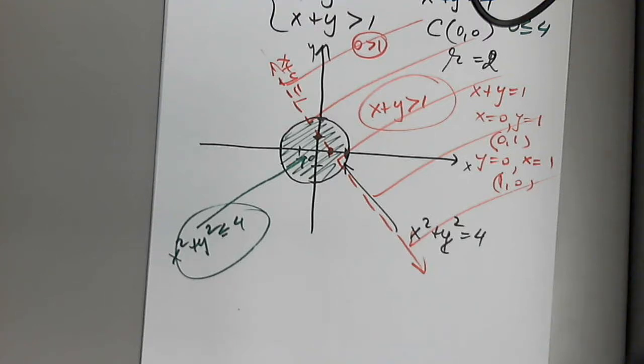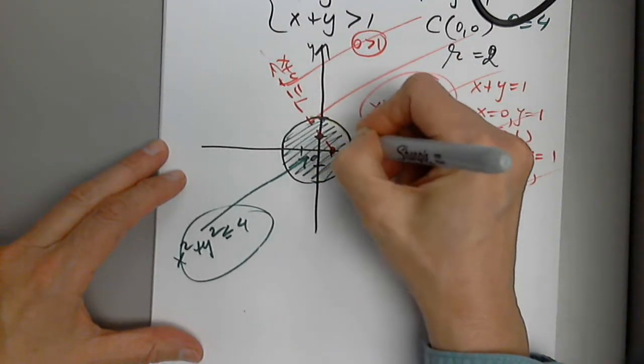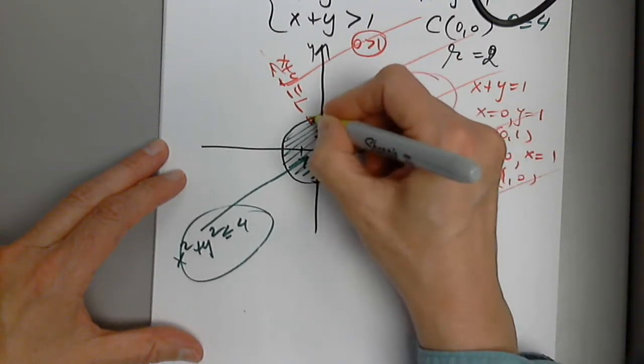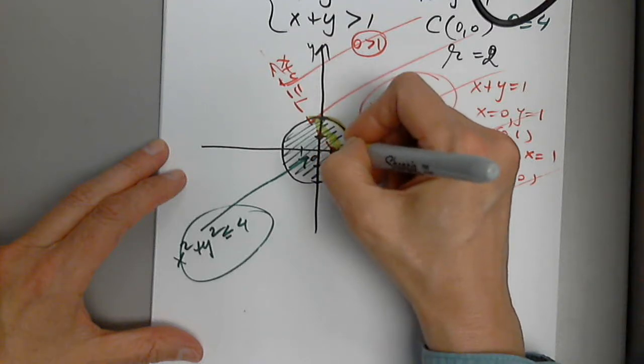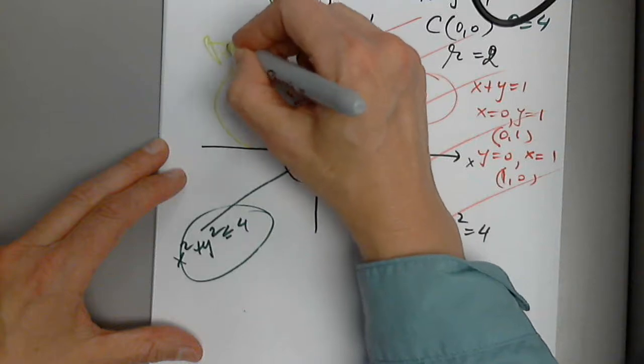I don't want green, I don't want red. I want both. And they do overlap. Points on this curve, points very close to the line, and everything in between. Both.